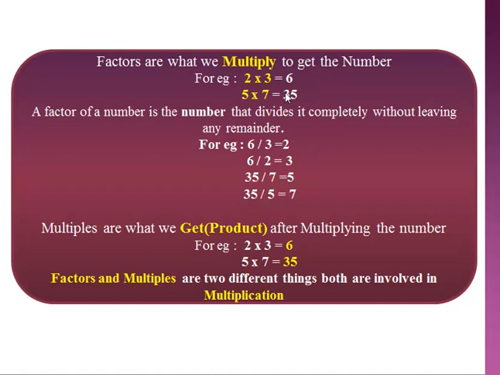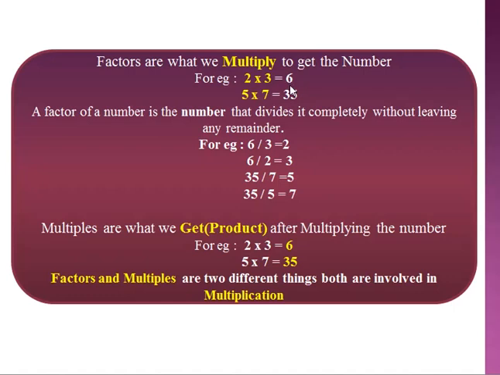In the same way, if we want to know the factors of 35, the factors of 35 are 5 and 7. So 5 sevens or 7 fives, both of these are factors of the number 35. As we know, we learn all this in multiplication tables, but at that time we never knew that these are the factors and this is the product.